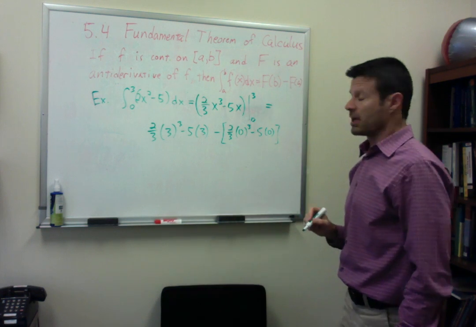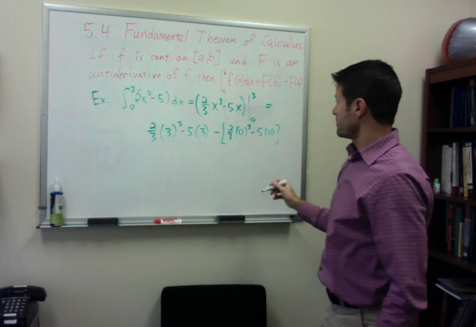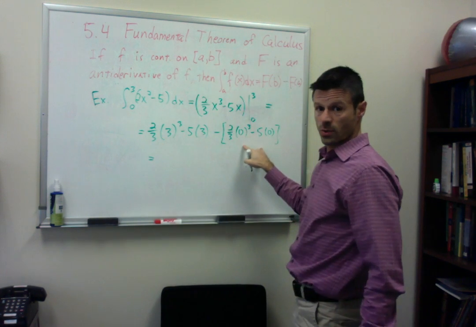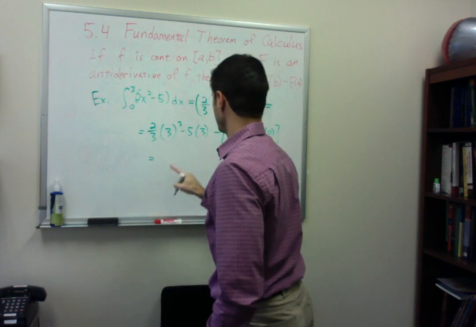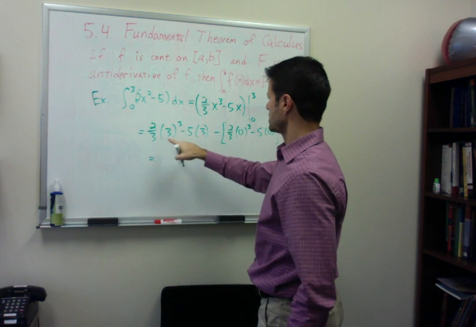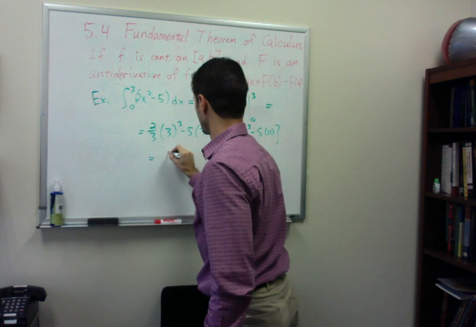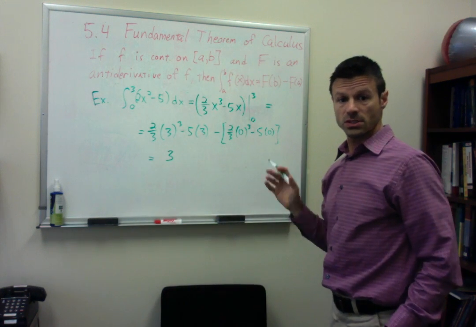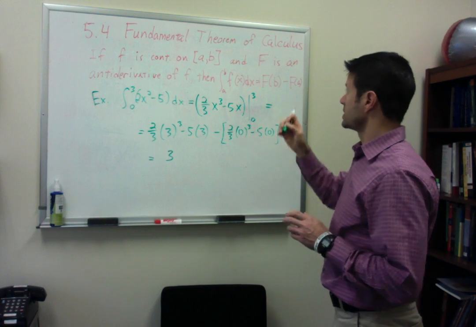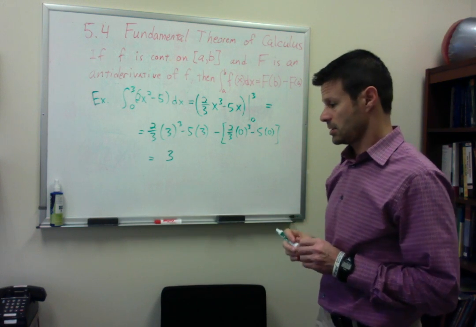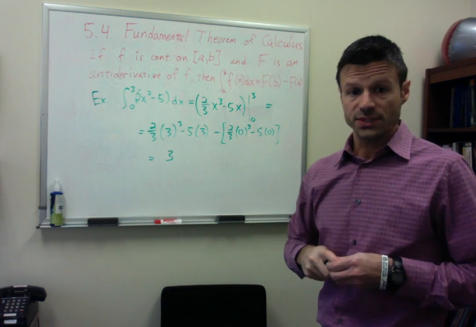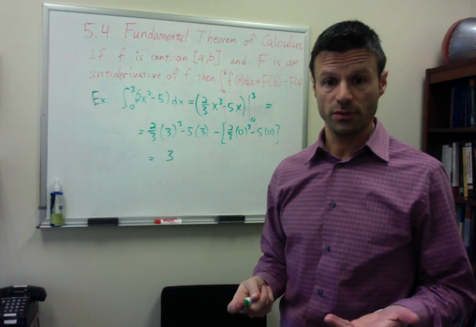And then we just continue evaluating. This part in square brackets will be 0, and this part here looks like we'll get 18 minus 15, or 3. Okay, so this is a way of evaluating a definite integral using the fundamental theorem of calculus. And as I mentioned, these definite integrals arise from when we're trying to find area under a curve.